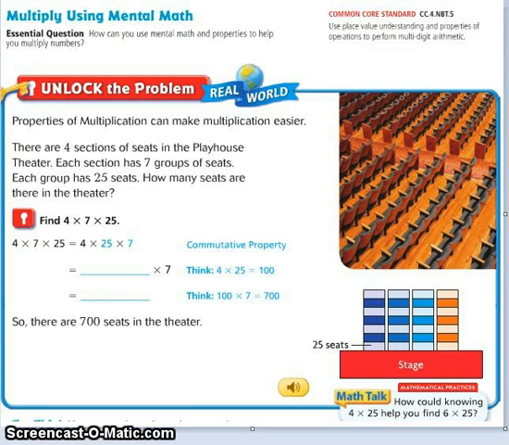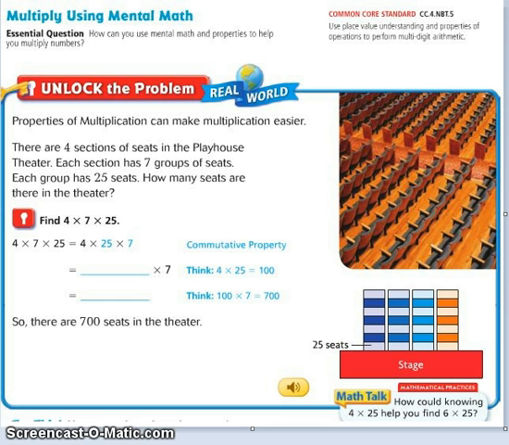Multiplying using mental math. How can we use mental math and properties to help you multiply numbers? Remember, mental math is math you do in your head. So let's unlock the problem. Properties of multiplication can make multiplication easier.